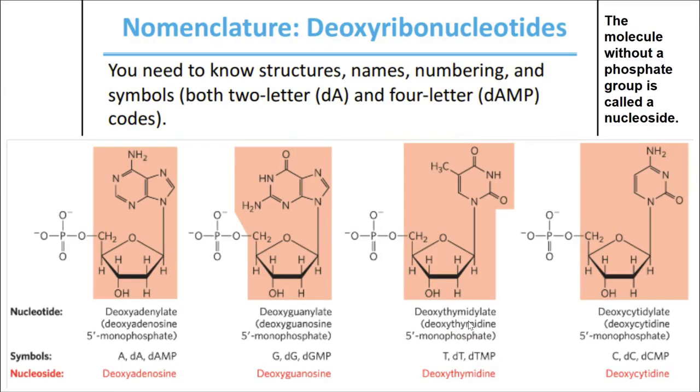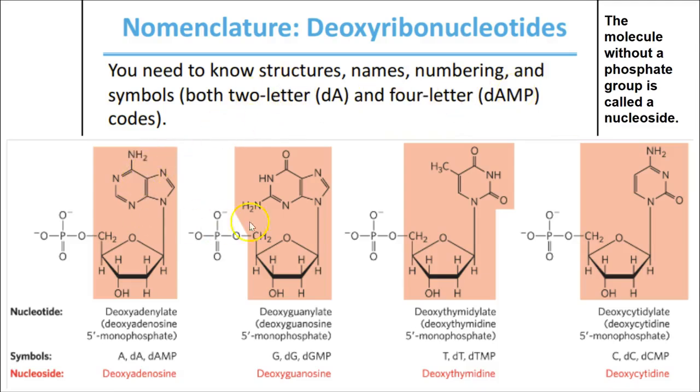And then as far as the nomenclature for deoxyribonucleotides, which are found in DNA, you need to know the structures, names, numbering, and symbols, both the two-letter and three-letter codes. Notice that there is a d placed right in front of the letter, and that's the major difference between the ribonucleotides and the deoxyribonucleotides. And then as far as the three-letter codes, once again you have that d ahead of the normal three letters that we see with the ribonucleotide.